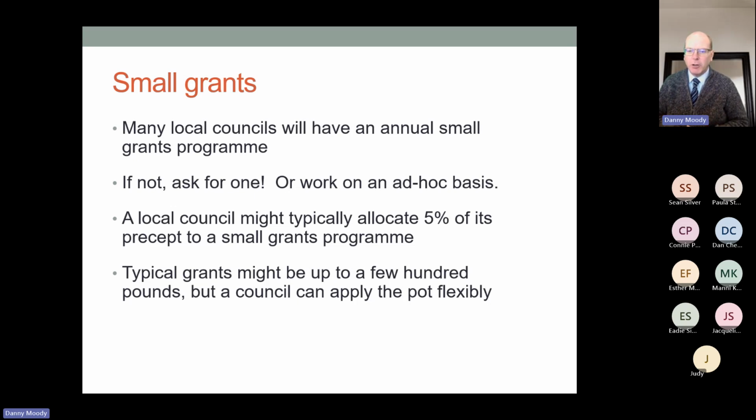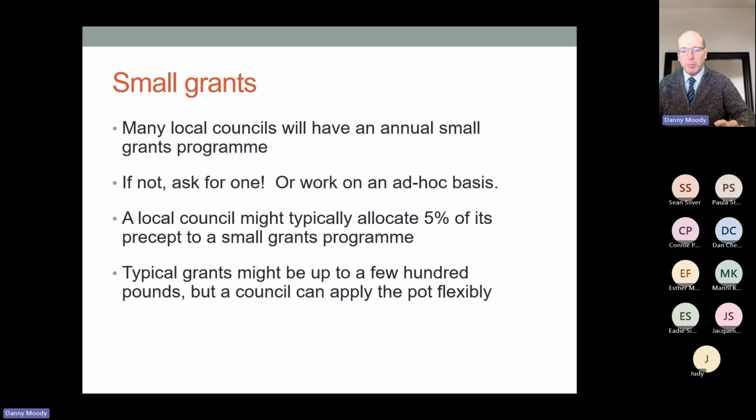A typical grant could be up to a few £100, but a parish council can apply the pot flexibly. Let's say, for example, that its total small grants scheme pot was £1,000, and they've said each application will fund up to £200, but they only get one person applying. Well, then that parish council could say, okay, we've had one application, so that's £200. Or it could say, well, look, there's only one application, the total pot was £1,000. Let's see if that group or organisation wants more money, and we'll apply all of the pot to that organisation if they want the money.